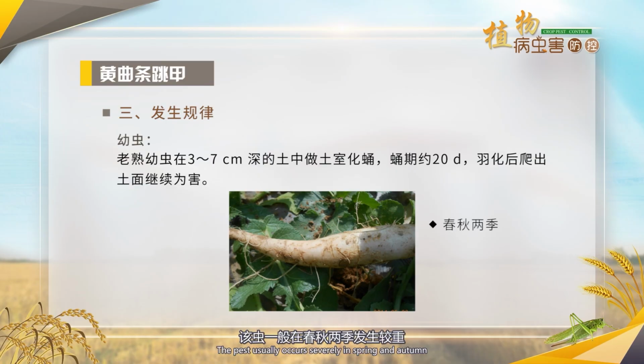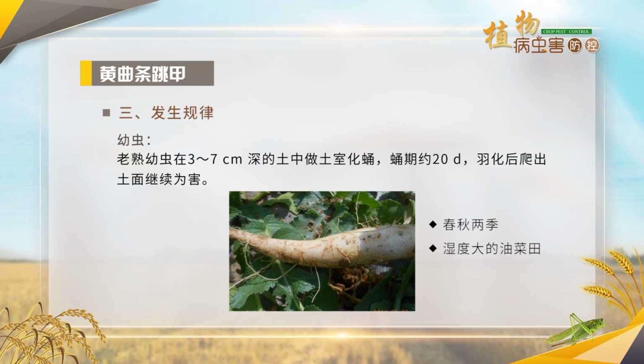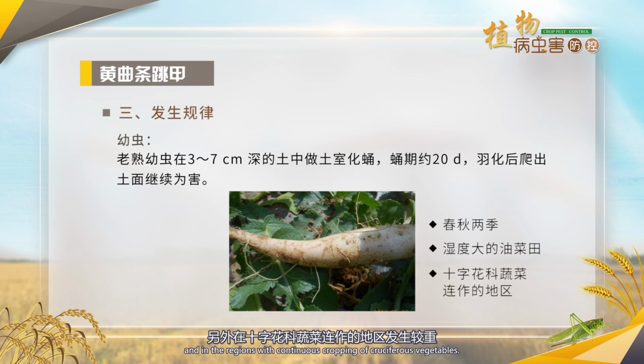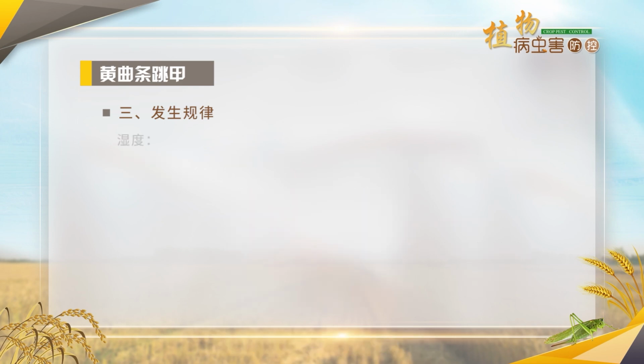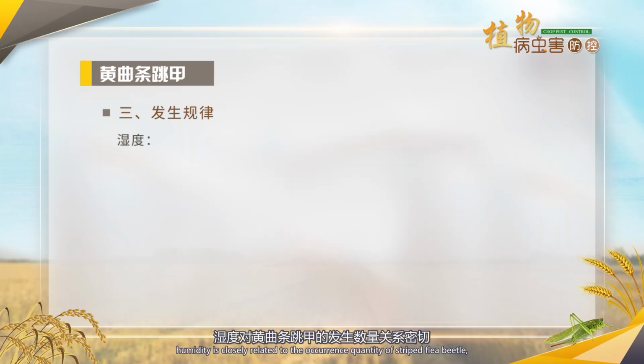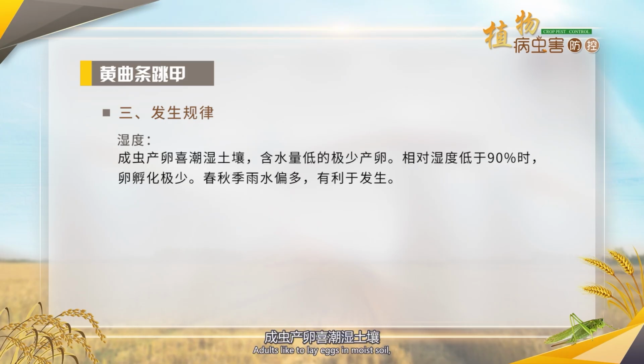The pest usually occurs severely in spring and autumn in rape fields with high humidity and in the regions with continuous cropping of cruciferous vegetables. In addition, humidity is closely related to the occurrence quantity of striped flea beetle, especially in the oviposition stage and egg stage. Adults like to lay eggs in moist soil, rarely in the soil with low moisture content, and rarely incubate eggs when the relative humidity is below 90%. There is much rain in spring and autumn, which is conducive to occurrence.